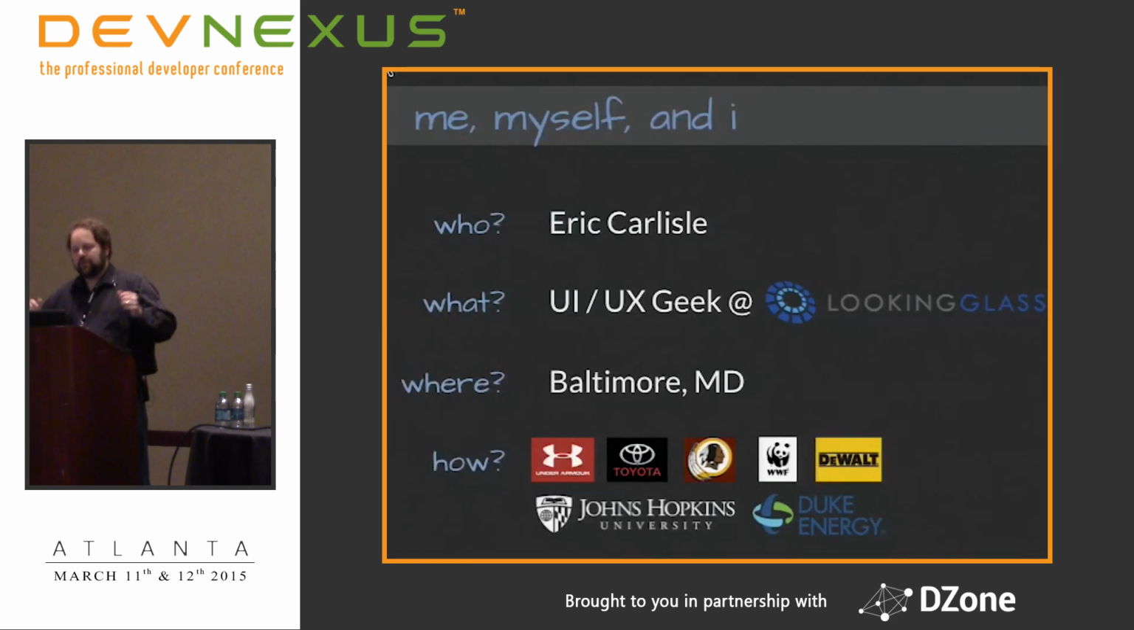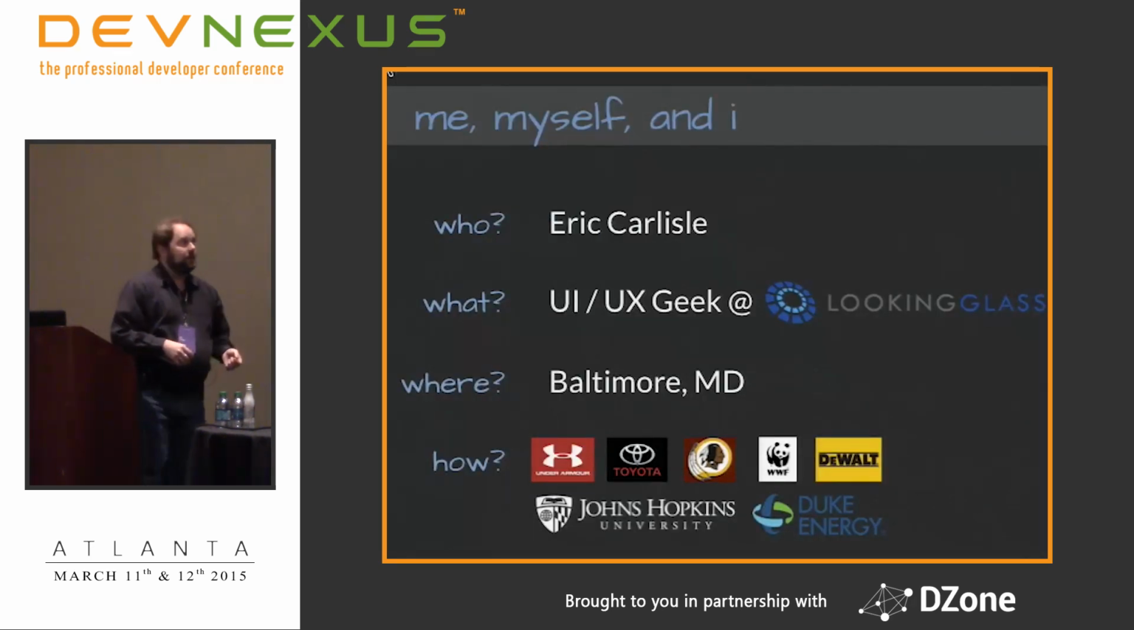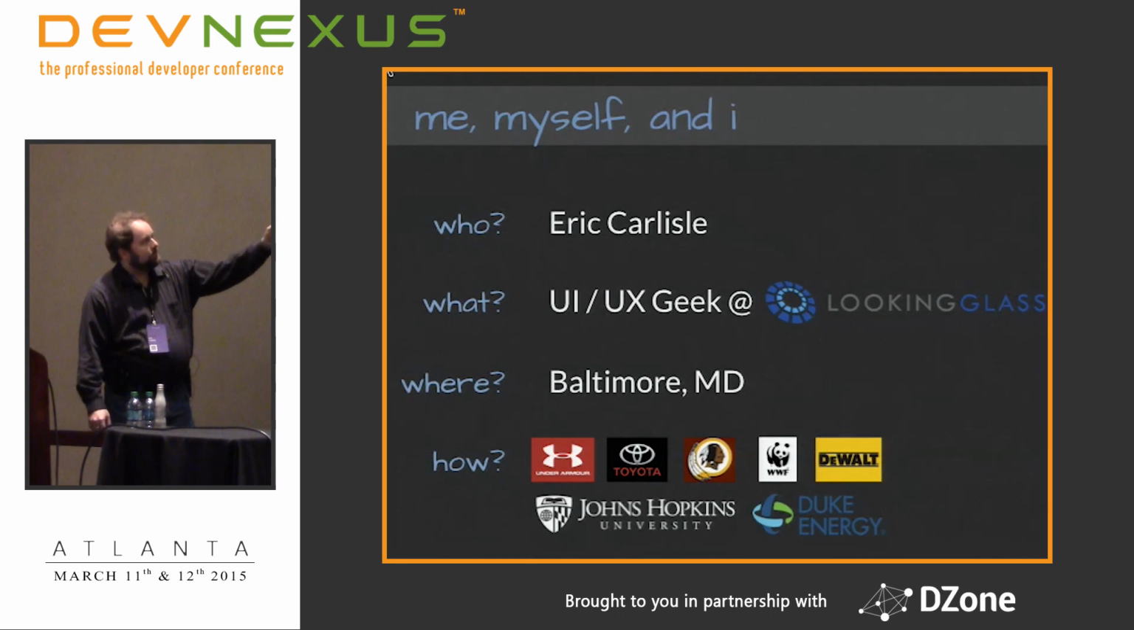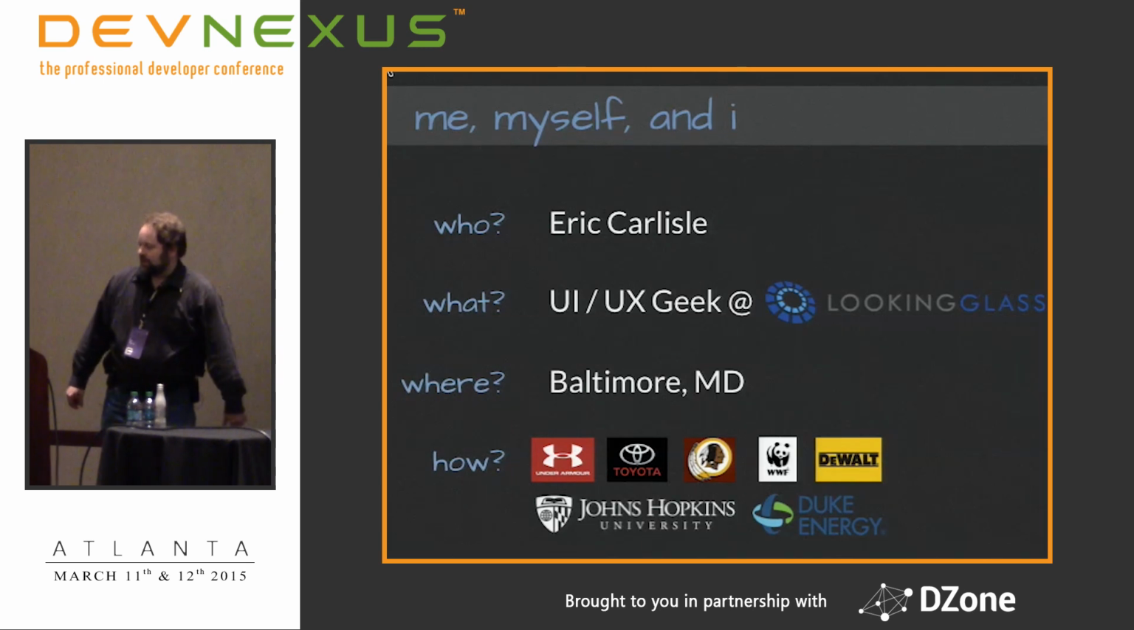So let me tell you a little bit about myself. My name is Carlisle. I'm a UI/UX geek, developer, engineer, architect, whatever. I'm from Baltimore, Maryland. I work at Looking Glass. We're a cybersecurity information management firm, and I guess if I were to have experience points, they'd be down here at the bottom, where it's just clients I've worked with in the past.